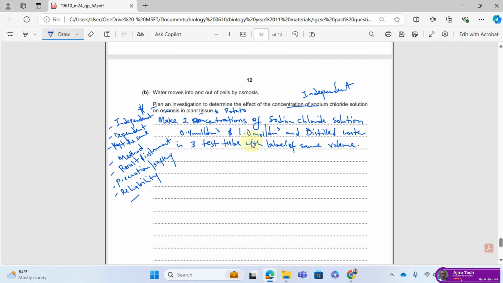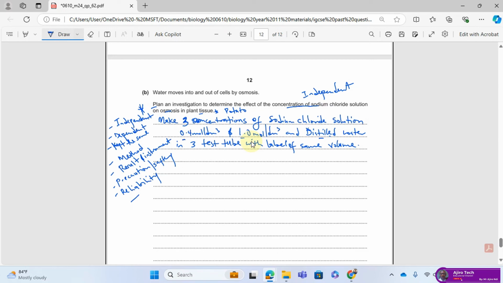So you have the same volume of 3 different concentrations of sodium chloride solution. So you have distilled water, 1.0 and 0.4. So that will make 3 different concentrations of sodium chloride. Distilled water you can include or decide not to include, but I think it's better we include this. So that's our independent variable.